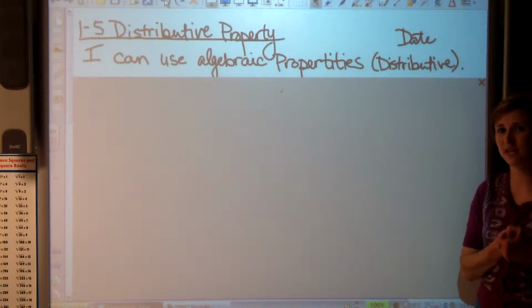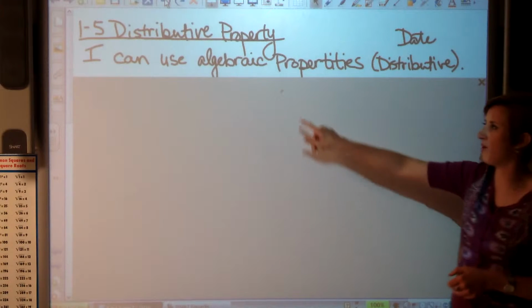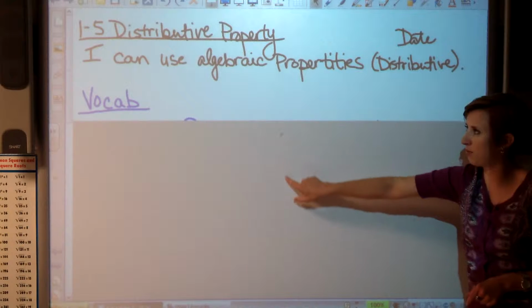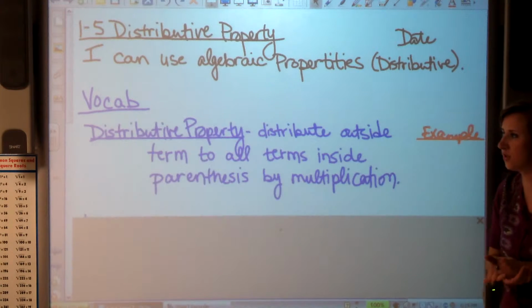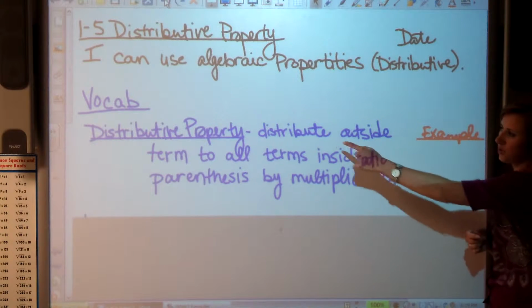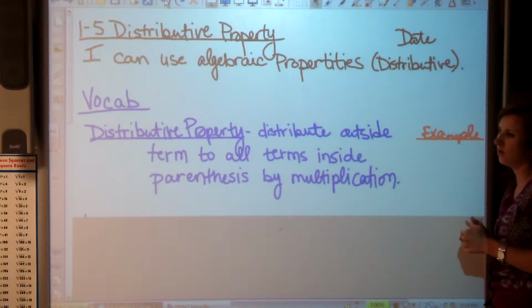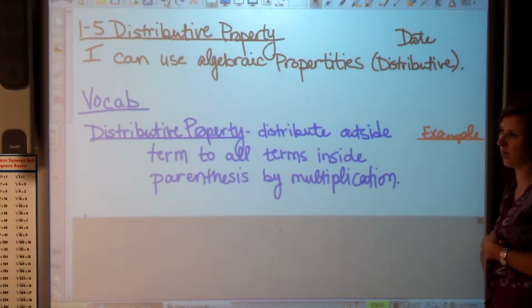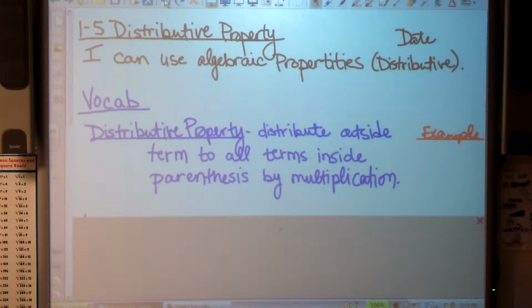As always, to get our section started, we're going to begin with the vocab. And our very first vocabulary word is actually the title of our section, the distributive property. It states that you distribute the outside term to all terms inside parentheses by multiplication. And if you notice off to the far right side here, I left room for an example. So leave yourself a little bit of space to write a small example, even if it's just in the margin.